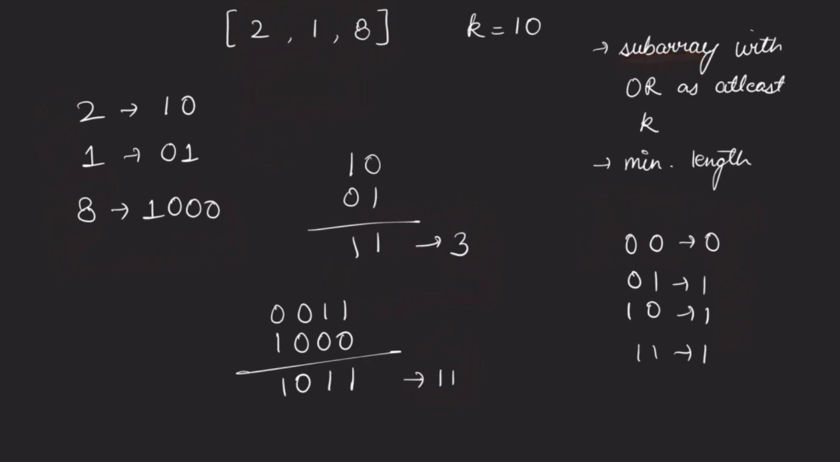So we need to find a subarray with OR as at least k. So now how should we proceed further to identify such a subarray? If you see, I am saying I want a subarray. Now for a subarray, let us suppose that this is my array, right?